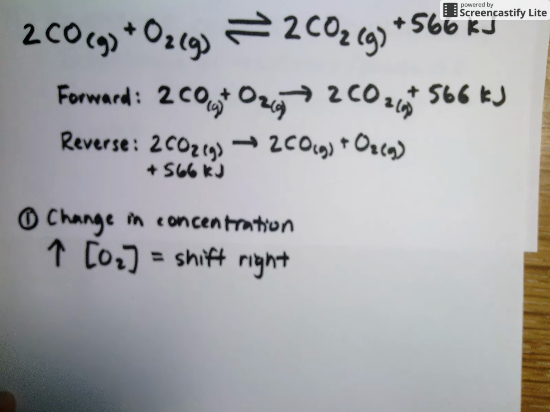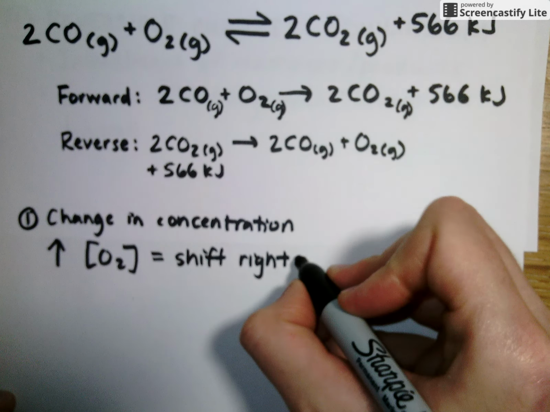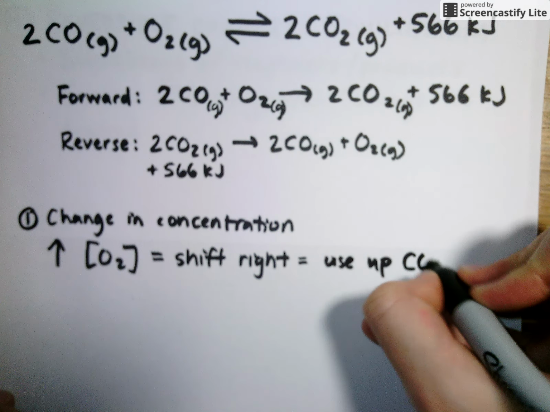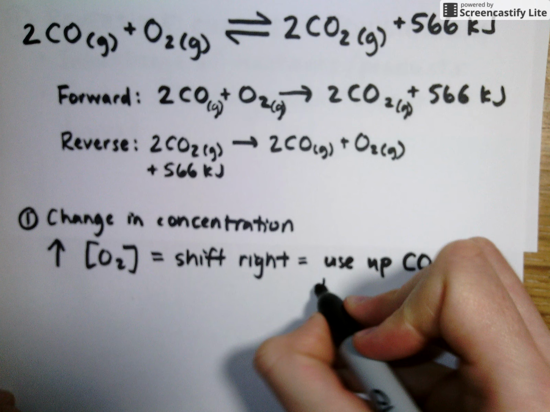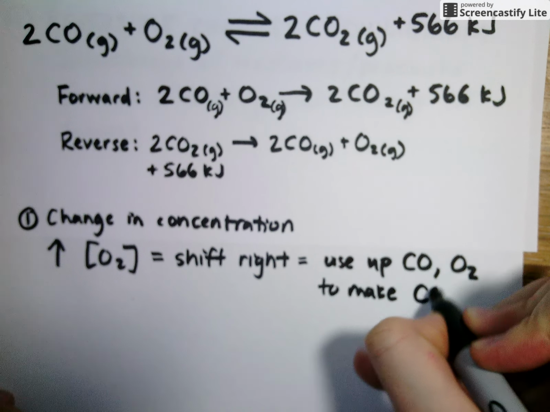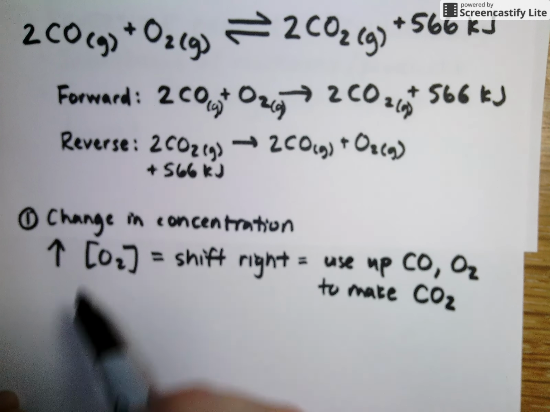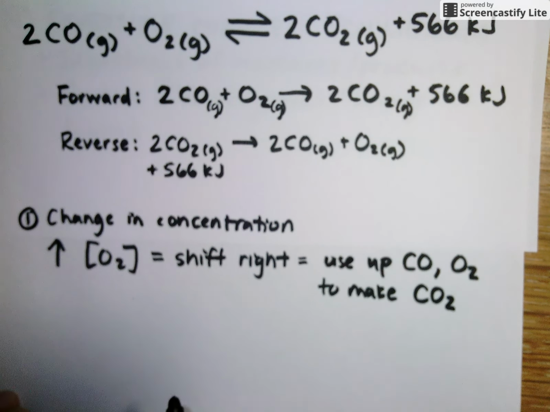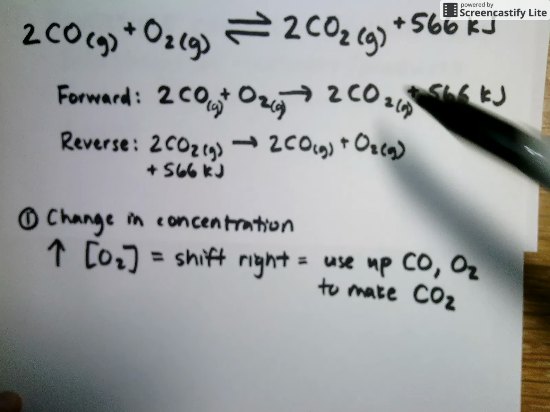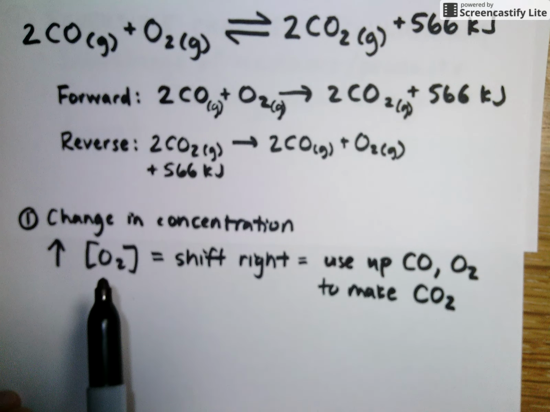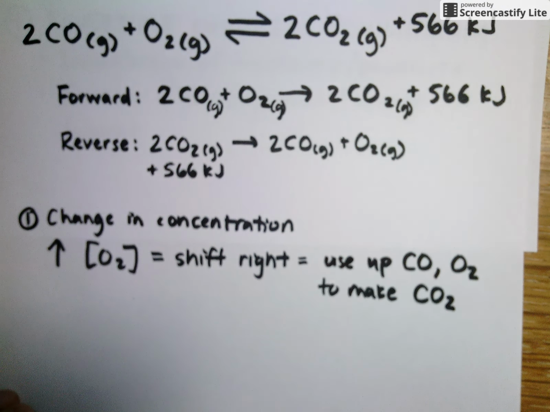But let's think on a particle level what a shift right means. A shift right means I use up CO and O2 to make CO2. So what that tells me is when I shift right, I'm actually going to decrease the concentration of my reactants a little bit in order to increase the concentration of my product. So when I add an extra O2, the reaction is going to try its hardest to decrease its concentration again by reacting with carbon monoxide and increasing the amount of product that's around.